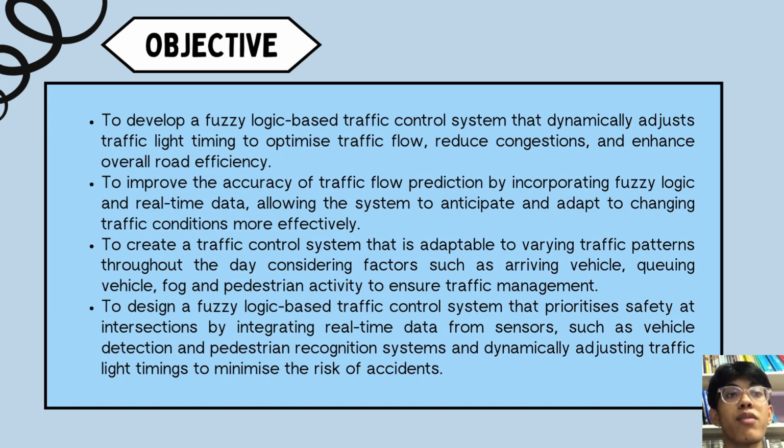Third, to create a traffic control system that is adaptable to varying traffic patterns throughout the day, considering factors such as arriving vehicle, queuing vehicle, fog and pedestrian activity to ensure effective traffic management. And the last but not least is to design a fuzzy logic based traffic control system that prioritizes safety at intersections by integrating real-time data from sensors such as vehicle detection and pedestrian recognition systems, and dynamically adjusting traffic light timings to minimize the risk of accidents.